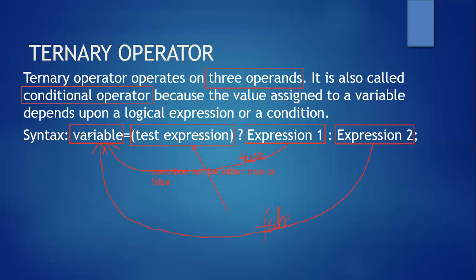So understand how it works. We have a test expression and two expressions, expression 1 and expression 2. If the test expression comes out to be true, then expression 1's value will get stored in the variable, and if it comes out to be false, then expression 2 value will get stored in the variable. Okay, and you will find we have a test expression, then a question mark, and then a colon. Okay, so this is how it works: test expression, expression 1, colon, expression 2.